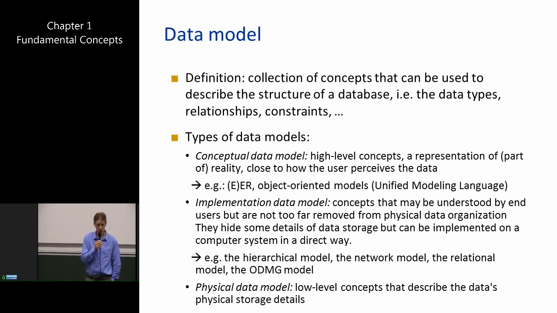And there exist different types of data models. The first type of data model is a conceptual data model. A conceptual data model is a high-level model. High-level means it's very user-friendly. It is not very specifically oriented towards implementation. So it contains high-level concepts. It has a representation of part of the reality, and it's close to how the user perceives the data.